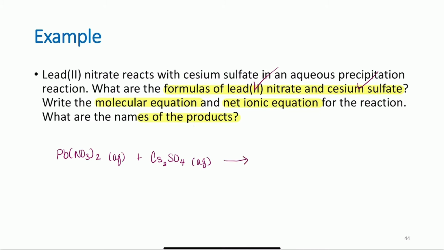Well, let's complete the reaction. Swap ionic partners. So I'm going to form lead 2 sulfate, which is PbSO4, and cesium nitrate, which is CsNO3. Lead 2 sulfate is insoluble. Cesium nitrate is soluble. Don't forget to balance your equation. I need to put a 2 here to balance out my equation. This is my molecular equation.